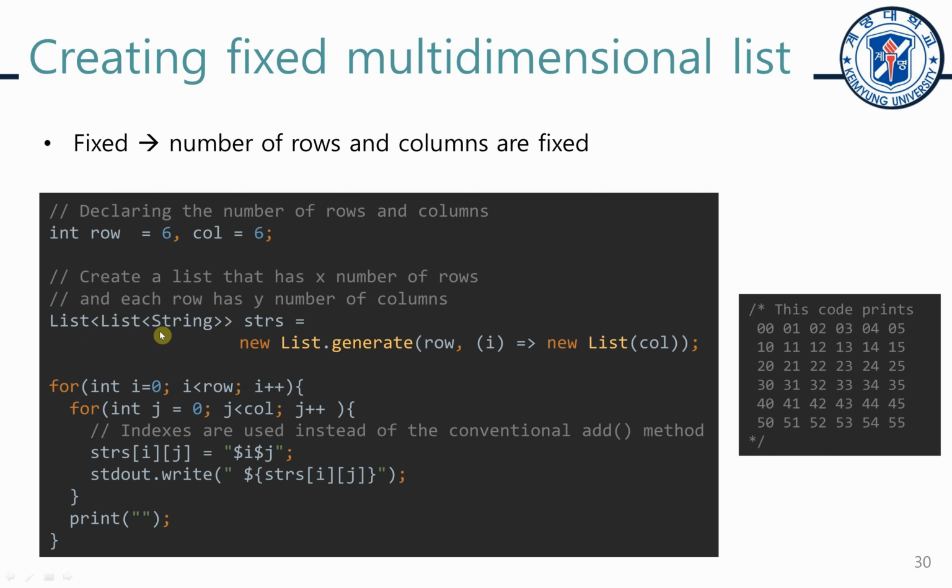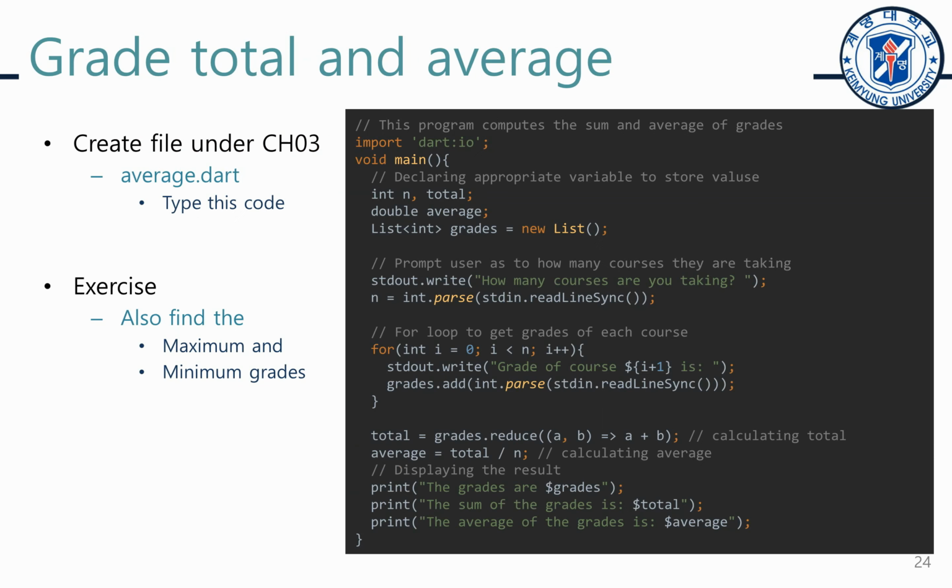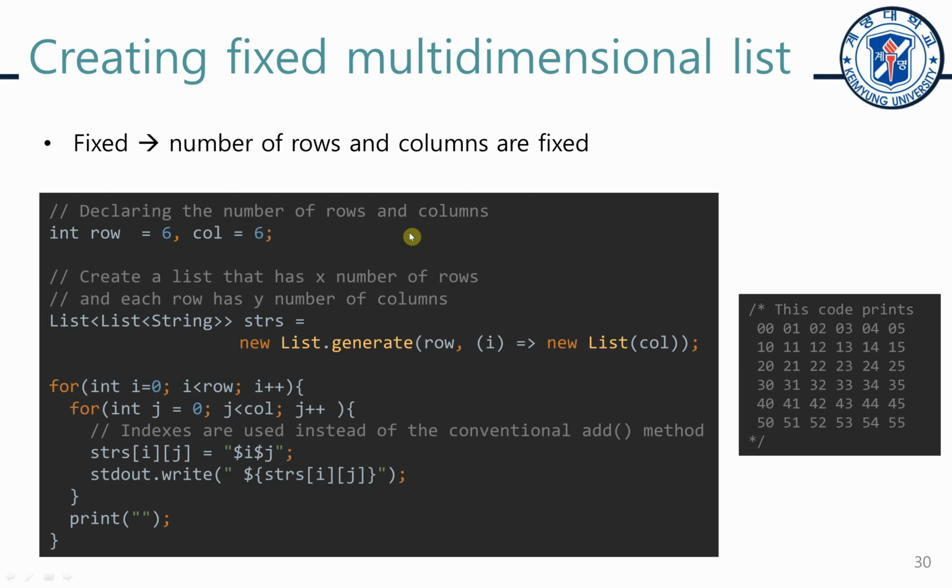Let me go back a little and show you the difference between this one and the previous one. In this case, for instance, we created a list of integers. That means this list will contain a collection of integers. However, in this case, this list contains another list. And then each row will have a new list.